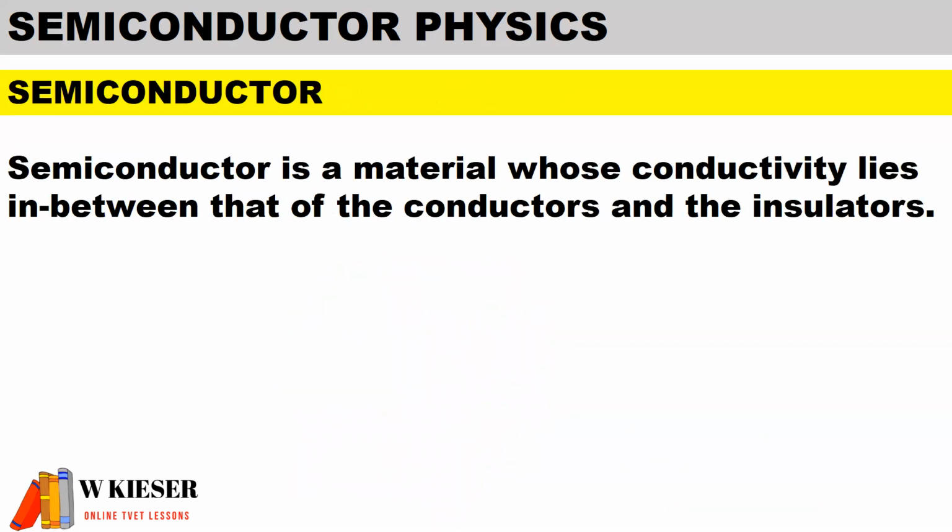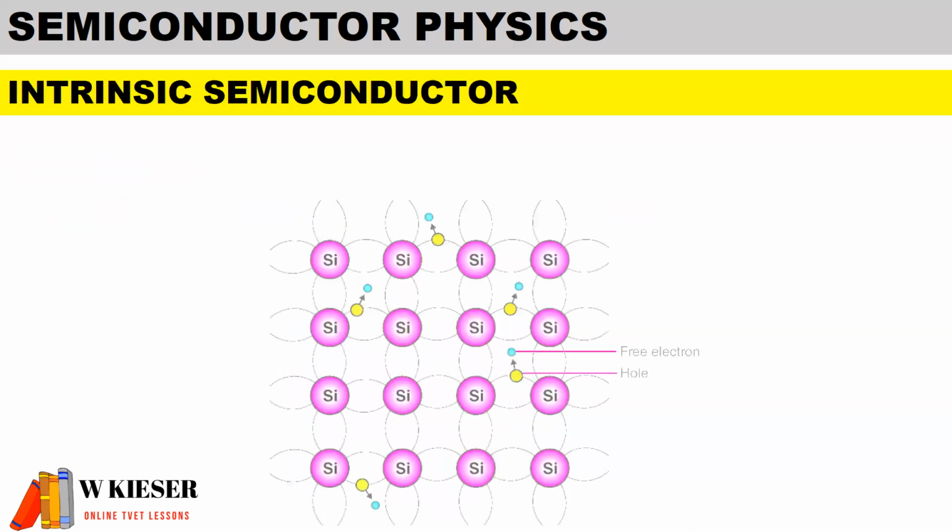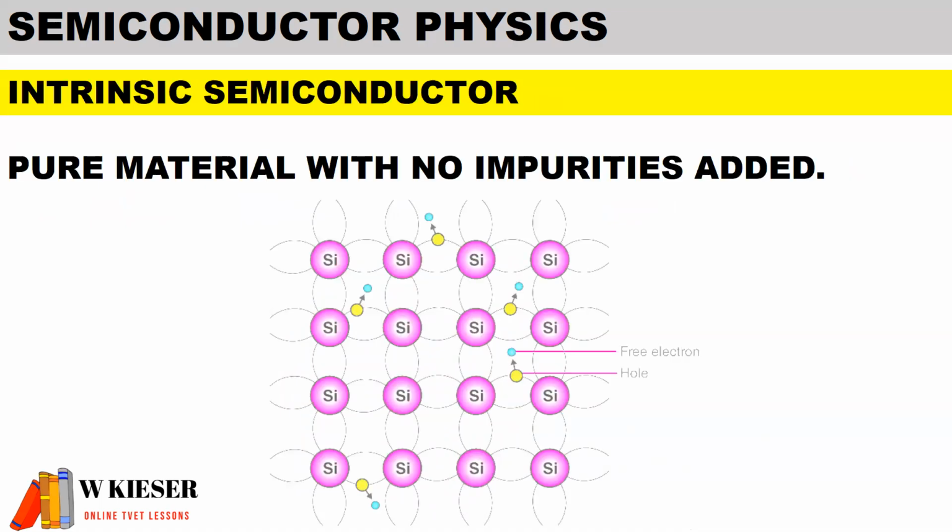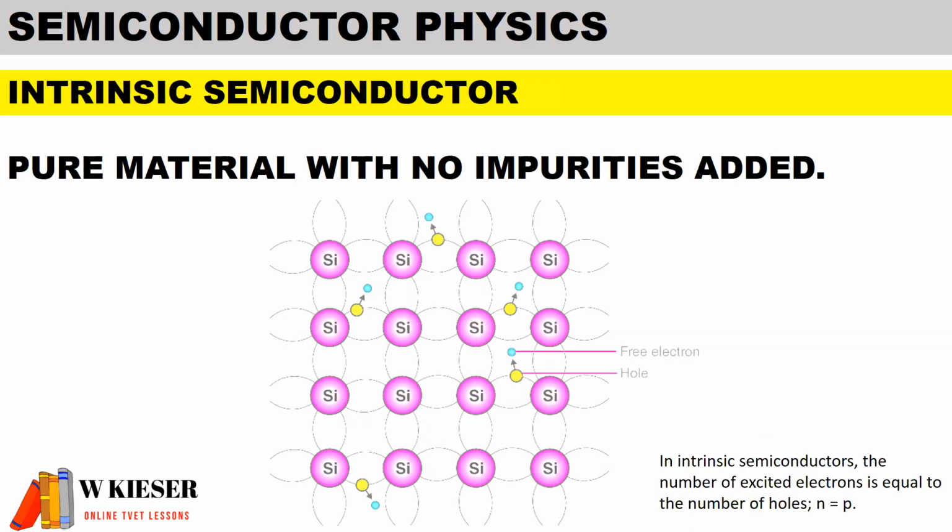A semiconductor is a material whose conductivity lies in between that of conductors and insulators. An intrinsic semiconductor is a pure material with no impurities added. In intrinsic semiconductors, the number of excited electrons is equal to the number of holes.